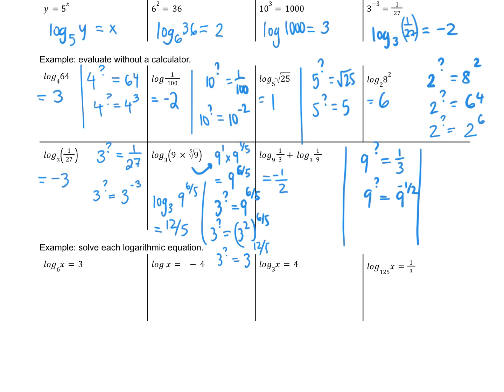Now I'll do my other log. 3 to the power of what gives me 1 over 9? Well, this is a nicer one. I know 9 can be written as 3 squared. If I want it to be 1 over 9, I'll add my negative exponent. And there we go. So I'm doing negative a half plus negative 2. Get yourself a common denominator. Negative 2 is negative 4 over 2. And then do your simplifying. And there we are.